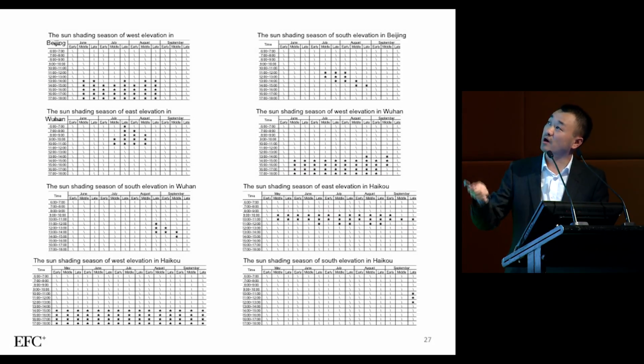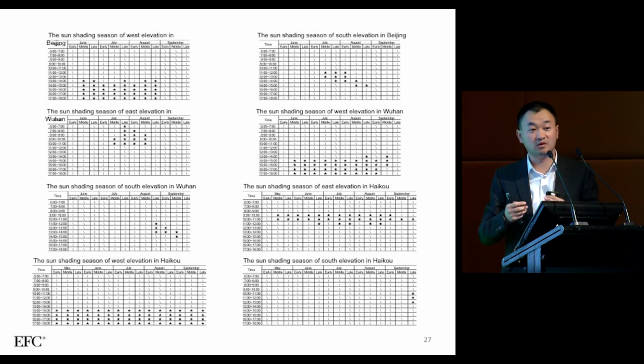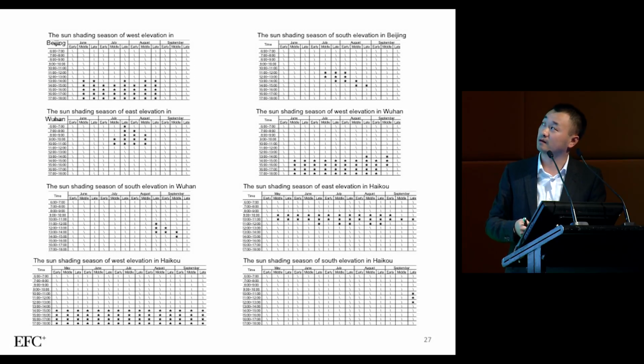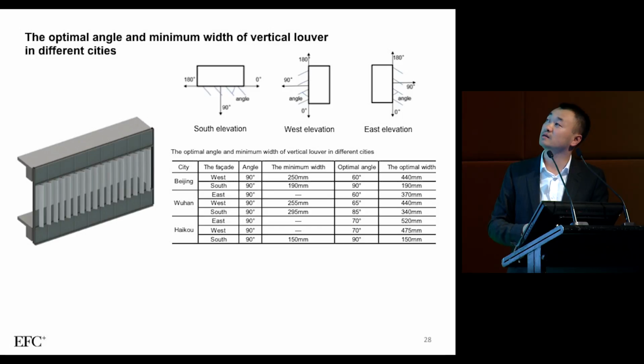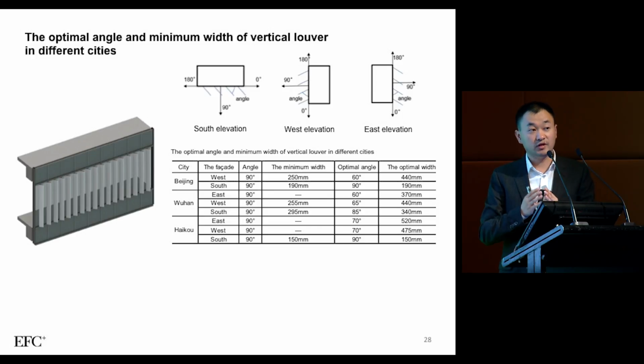So different cities will have different results. From this chart, we can see that Harbin disappeared, because Harbin never reached 29 centigrade. The temperature in Harbin is very low, so it's not necessary for this kind of city to set up some sun shading here.